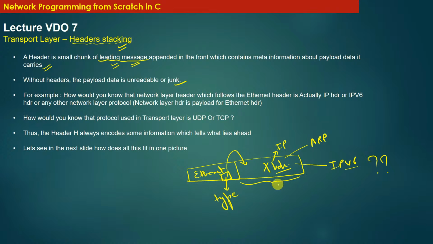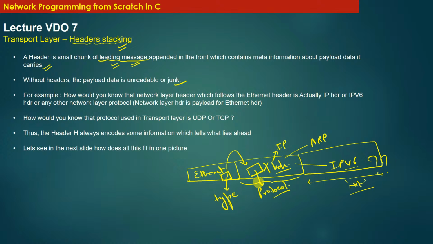Similarly, if the next header is the IP header, the IP header also contains a special field called the protocol field. This protocol field contains a standardized number which says what the next type of header is after the IP header.